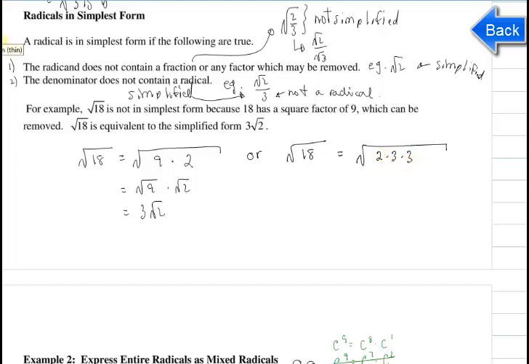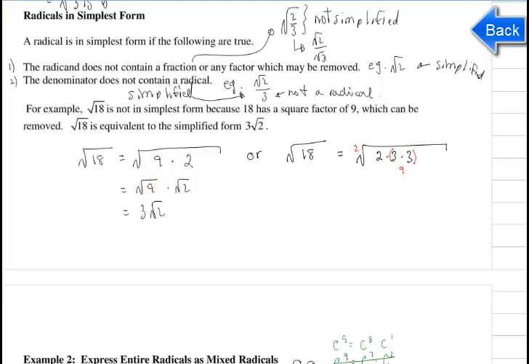And now what we want to do is take a look at our index and then group our prime factors into groups of 2 if we can. And we do have one group of 2 3's here. Okay, and if you recall, 3 times 3 is 9, and we can take the square root of 9 much the same way that we did over here.